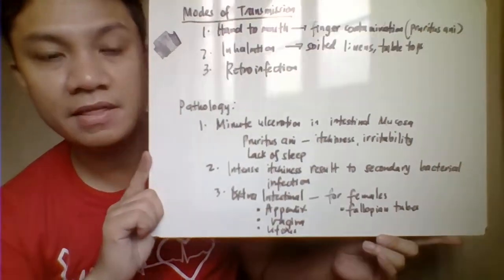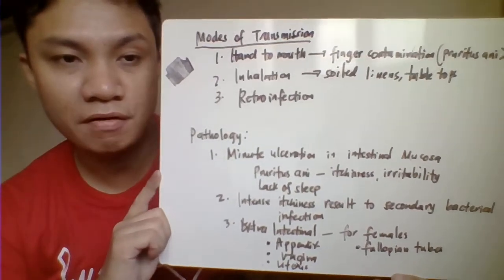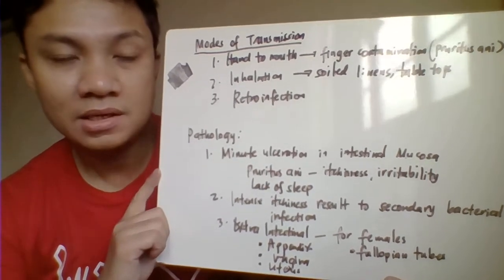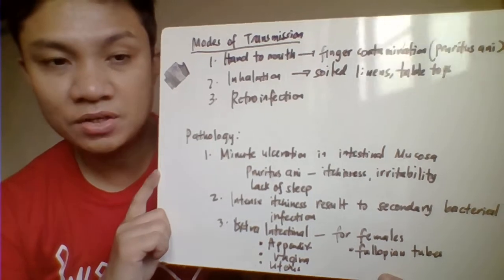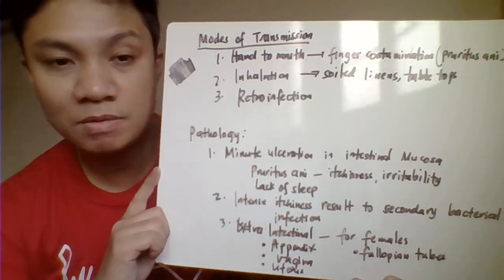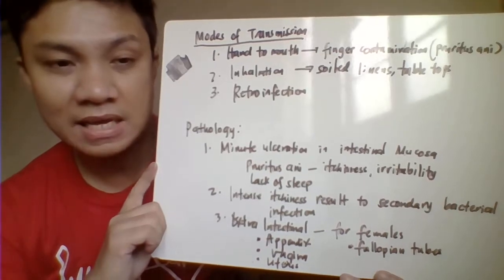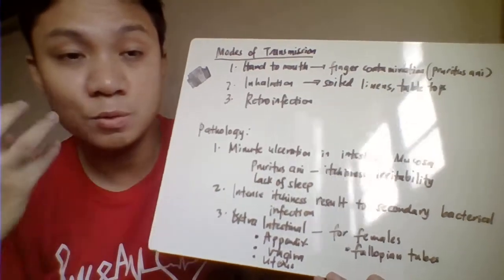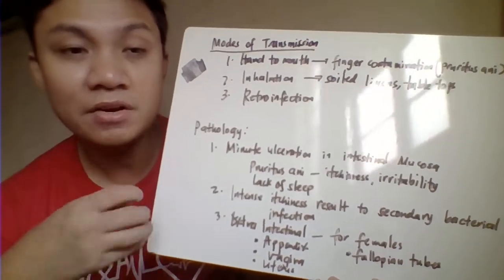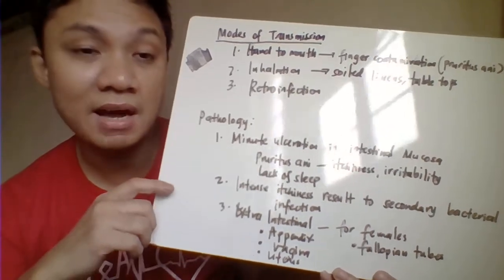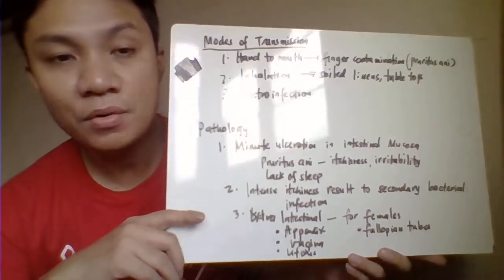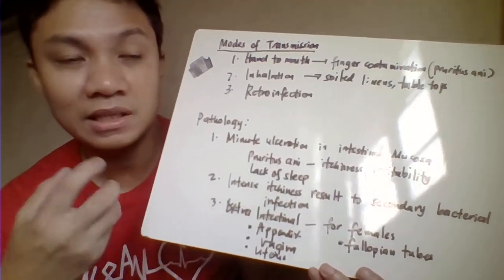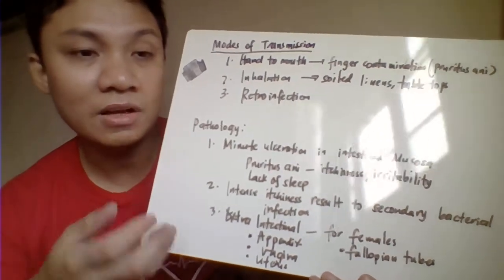Then we have the different modes or methods of transmission of pinworm infection. Number one is hand-to-mouth transmission, primarily by finger contamination, since one of the manifestations is pruritus ani, or intense itchiness, so you scratch the anal area where you have the parasite, then put your contaminated hand in your mouth, ingest the ova, and get infected. Another mode of transmission is inhalation, because the egg could lodge in linens or even tabletops, and you can get infected by that.